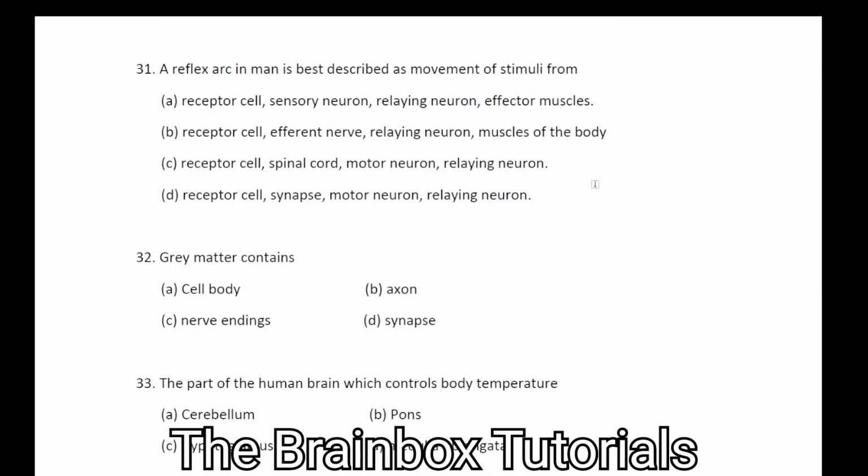Now coming over to number 31. A reflex arc in man is best described as movement of stimuli from A receptor cell, sensory neuron, relaying neuron, effector muscles, B receptor cell, efferent nerve, relaying neuron, muscles of the body, C receptor cell, spinal cord, motor neuron, and then relaying neuron, and last one is receptor cell, synapse, motor neuron, relaying neuron. And here the correct option will be option A receptor cell, then sensory neuron, then relaying neuron, and at last effector muscles.